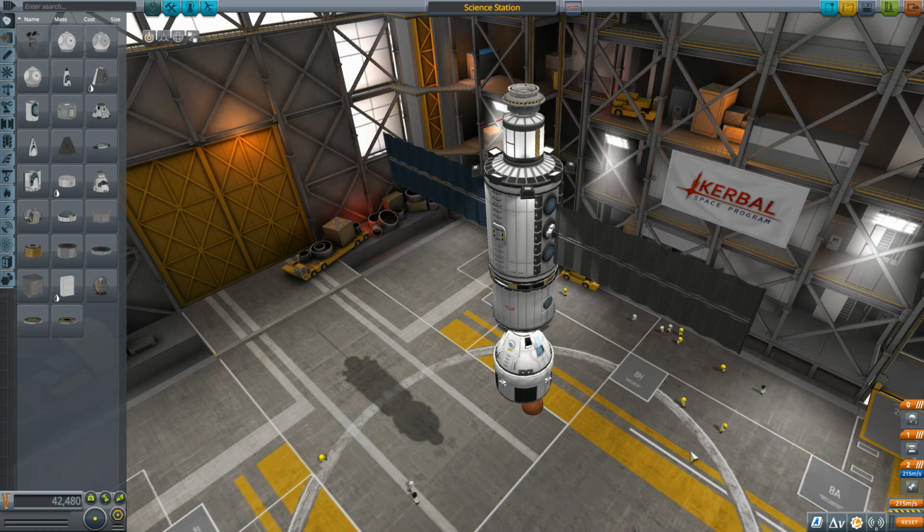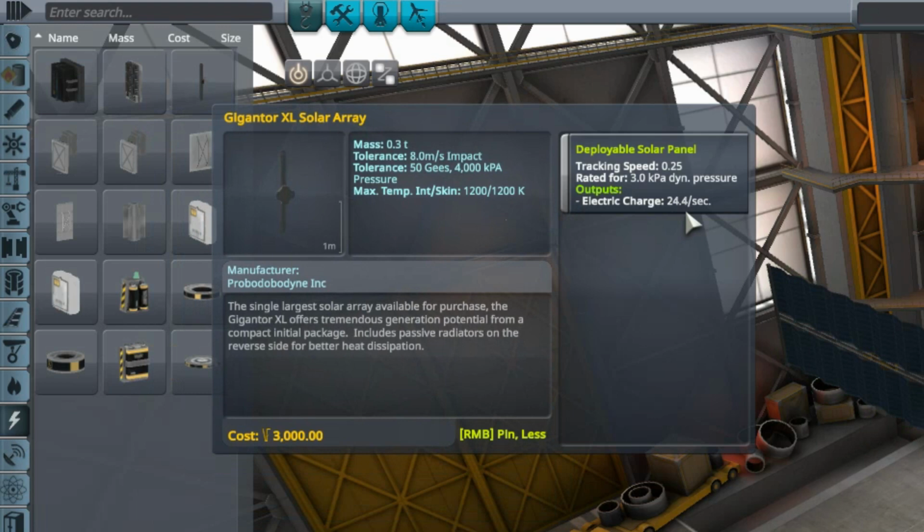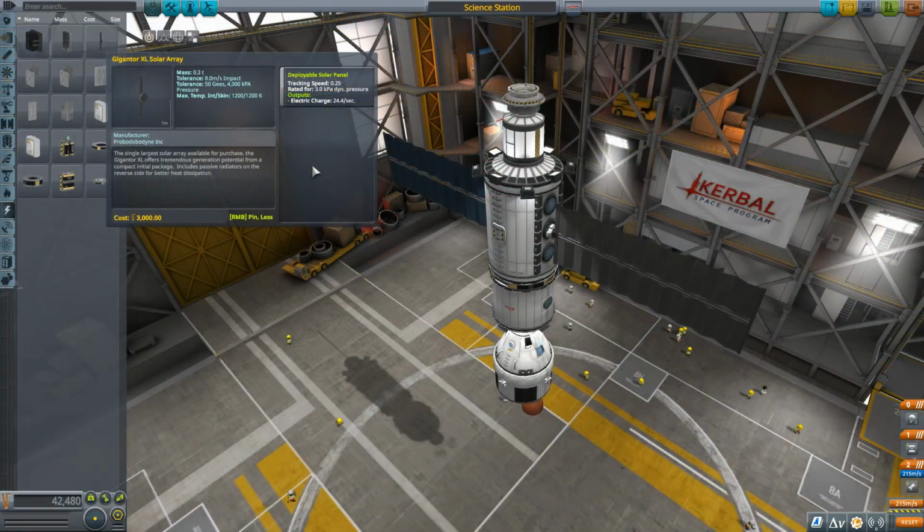However, when it comes to solar generation, when we take a look over here at the side, for instance, here I have these gigantors, and the gigantor tells me that they generate 24.4 units of electric charge per second, but that is only true when we are around Kerbol at that distance from the sun. As we move further away or closer to the sun, that number is going to change, and it's going to change by a rule called the inverse square law.